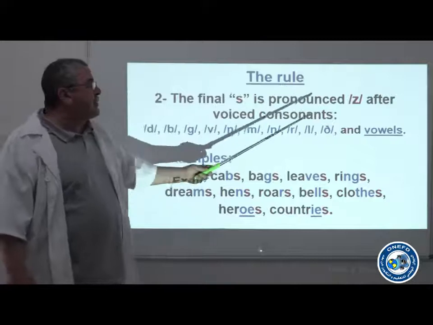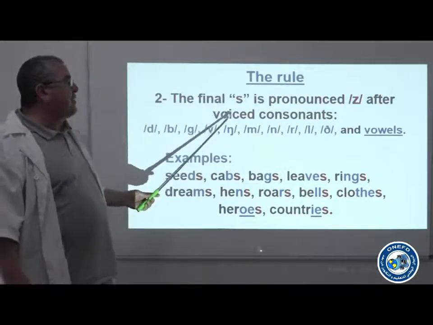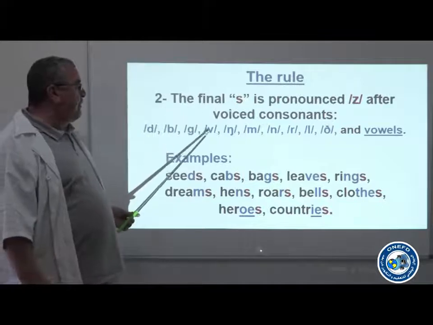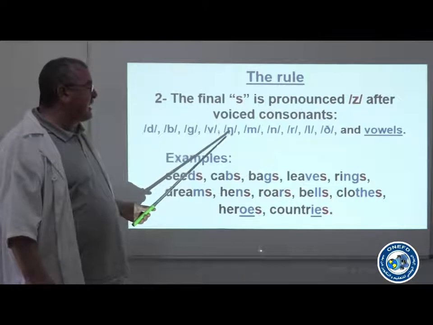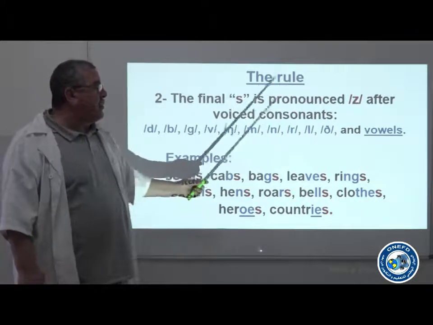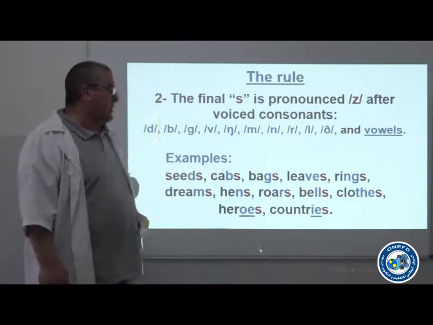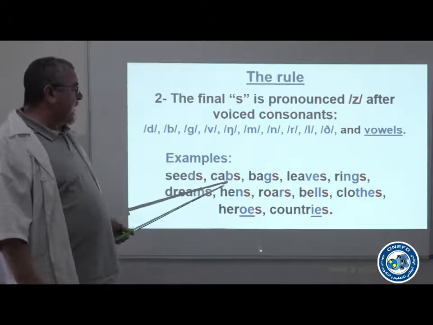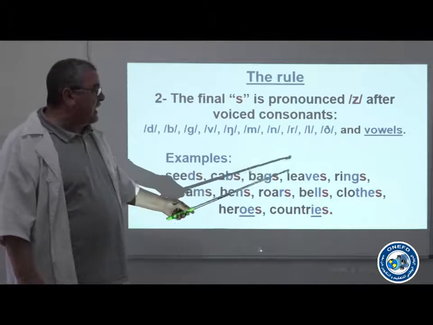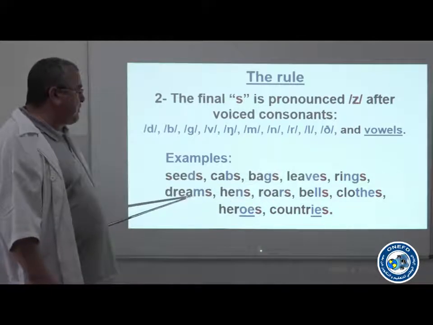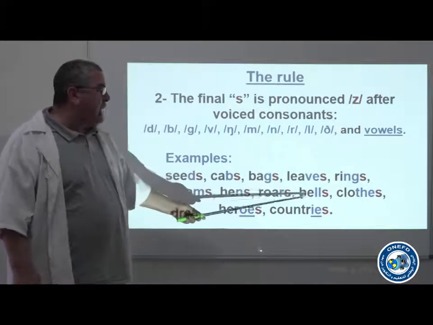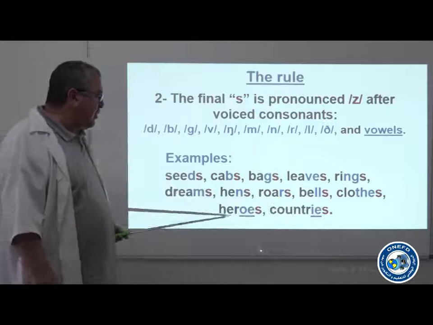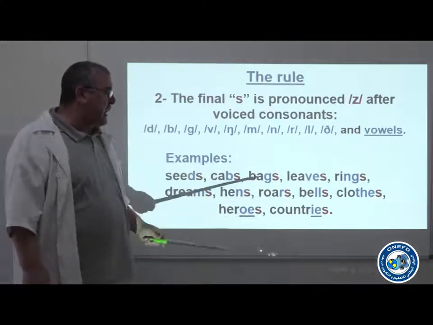Second pronunciation. The final S is pronounced /z/ after voiced consonants. What are voiced consonants? /d/, /b/, /g/, /v/, /ng/ like in ring and king, /m/, /n/, /r/, /l/, /th/, and vowels. Again, let's see these examples. Seeds, cabs, bags, leaves, rings, dreams, hems, rolls, bells, clothes, heroes, and countries. These two words are for the vowels, heroes and countries.